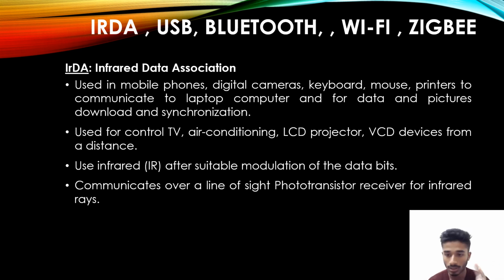a remote. You guys have seen a remote, right? At the tip of the remote, you see an infrared light. So here we are explaining that thing, okay? And we use infrared after suitable modulation of data bits. It communicates over a line of sight, with a phototransistor receiver for infrared rays. So it does not communicate in any direction; it communicates in a certain pattern, which is known as line of sight.